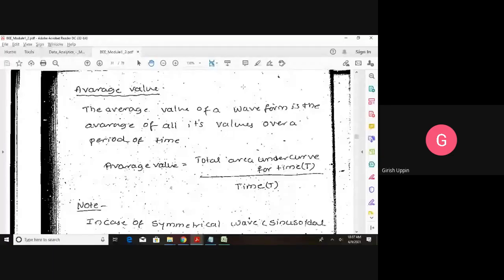The second way of representing alternating quantities is using a mathematical equation. All alternating voltages take the mathematical form of lowercase v equals Vm sin omega t, or v equals Vm sin theta, or v equals Vm sin 2 pi ft. Similarly, current will be i equals Im sin omega t, where lowercase i is the instantaneous value and Im is the peak value of the current. Those are the two representations.